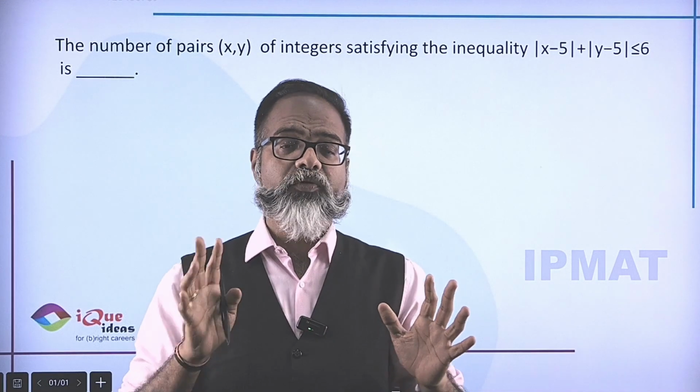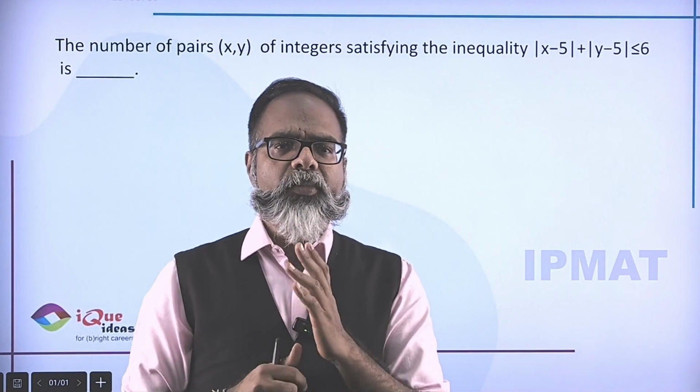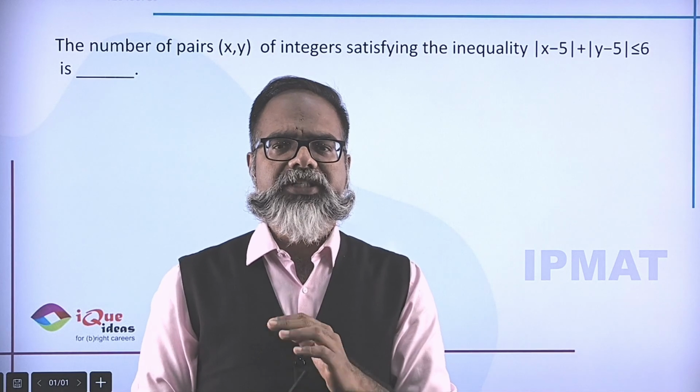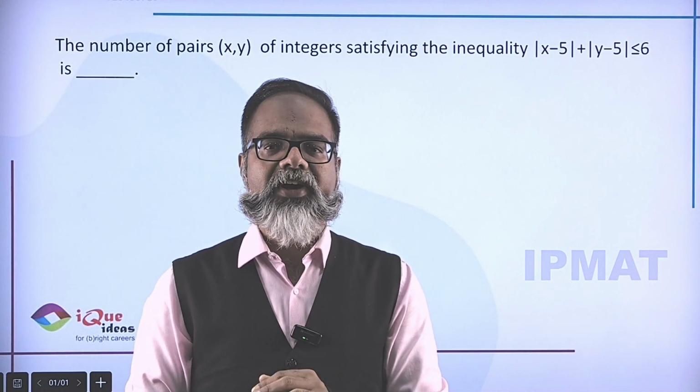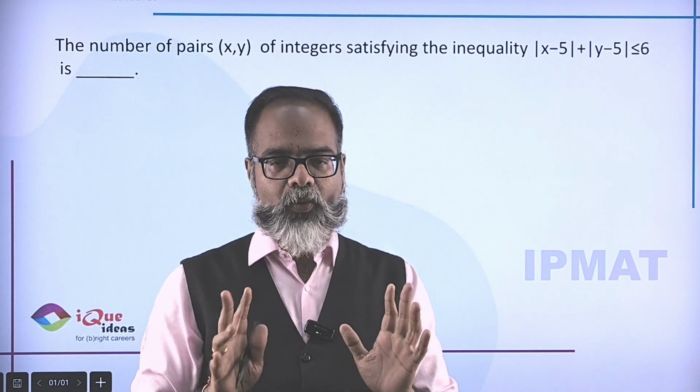IPMAT 2024 short answer question. The number of pairs x, y of integers satisfying the inequality mod x minus 5 plus mod y minus 5 less than or equal to 6 is what?